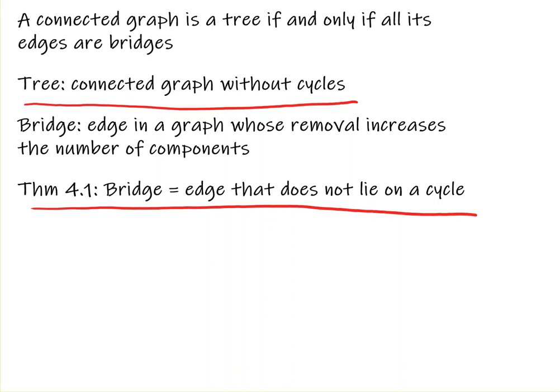On the other hand, if we have a tree, then we have a graph without cycles. Well, that means that no edge lies on a cycle because we don't have any cycles. So every edge in my graph is a bridge. So that's the whole proof.